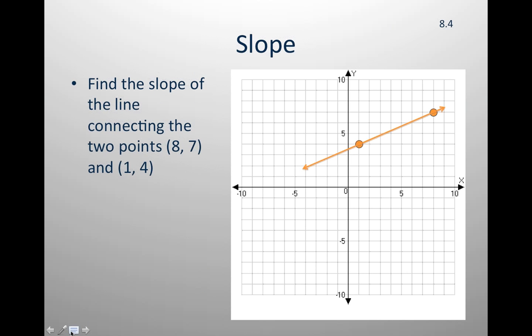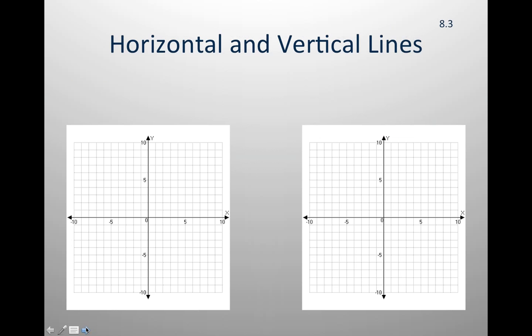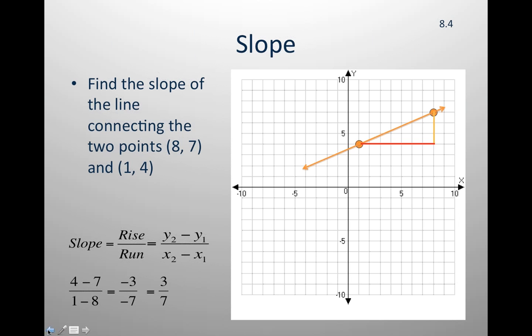Okay, so here they're asking us to find the slope. You know, we can clearly find the slope 2 ways. We can use the formula and just say 7 minus 4 is 3, and 8 minus 1 is 7. Okay, and then of course, let me go back. Right here we have 3 and 7, like that.